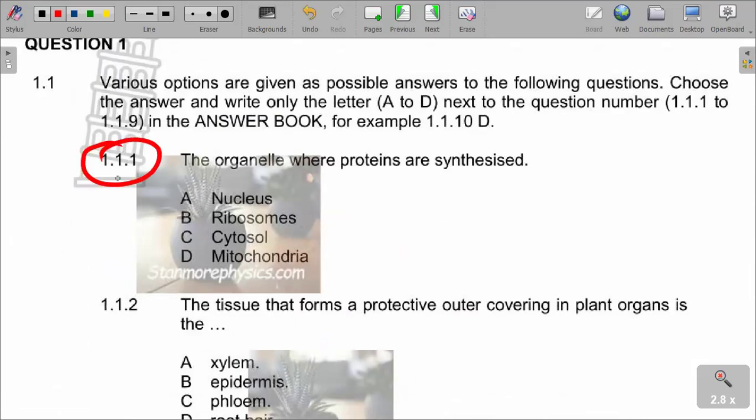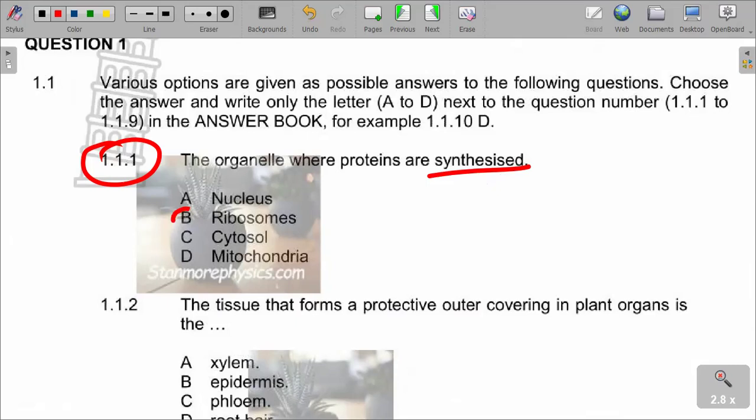Question 1 needs you to identify the organelle where proteins are synthesized. Synthesis of proteins. Where are proteins synthesized? I'm sure if you check this one, it is a process by which proteins are translated, because of the mitochondrial DNA. That process actually occurs by the ribosome.